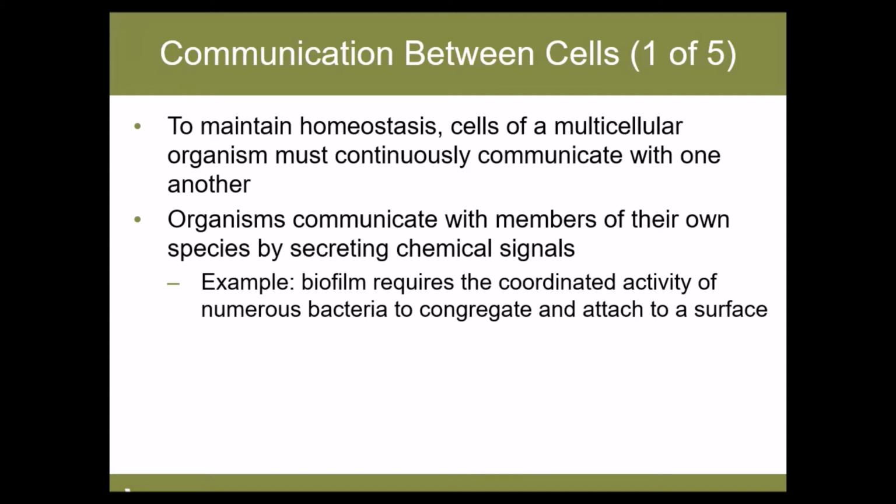Now, to give you an example here of cells, first of all, maintaining homeostasis in multicellular organisms, but also in single or unicellular organisms such as bacteria, communication is also very important there. And they give you an example of something called a biofilm. That's just where bacteria organize and group themselves together, almost like in a thin layer or sheet. And it requires a lot of coordination and a lot of communication for bacteria to organize in that type of fashion.